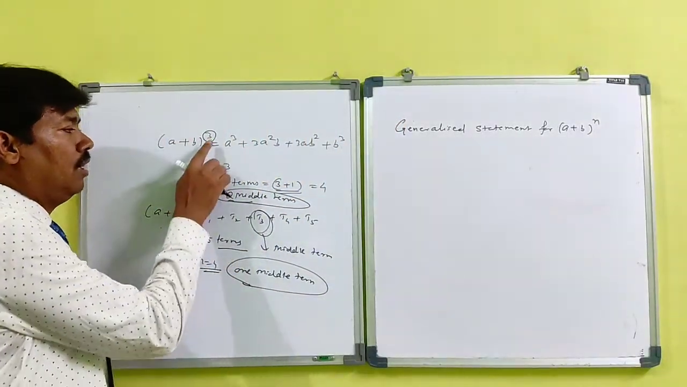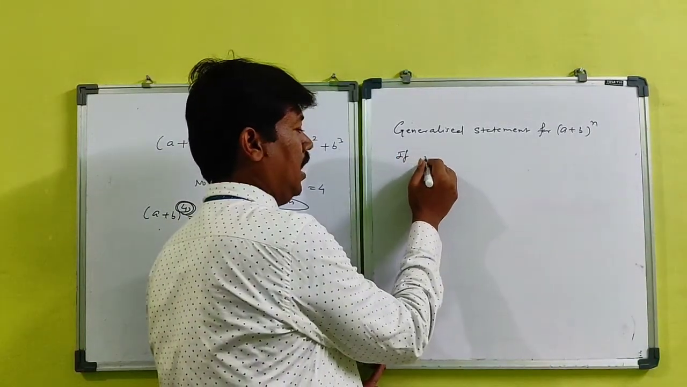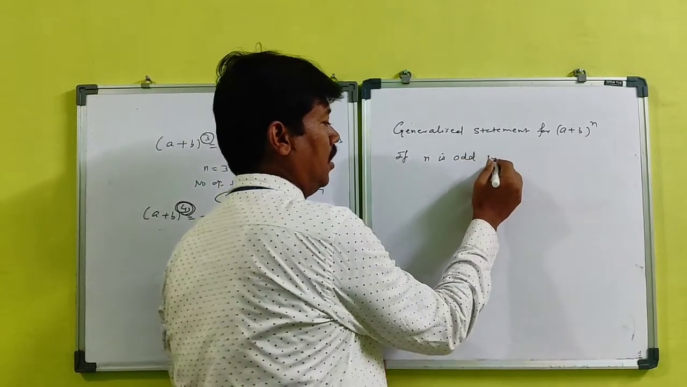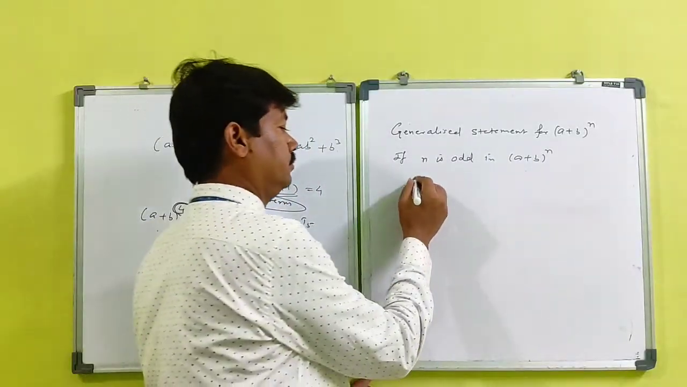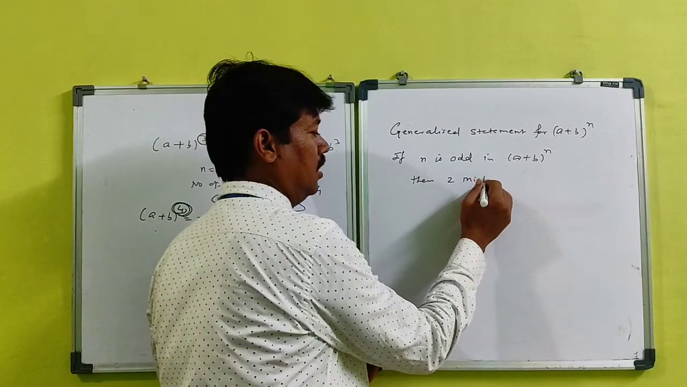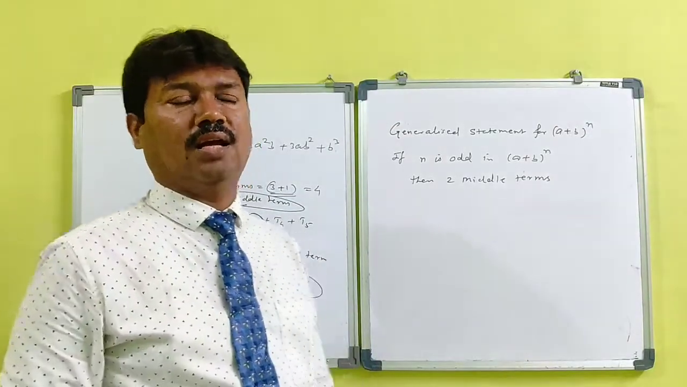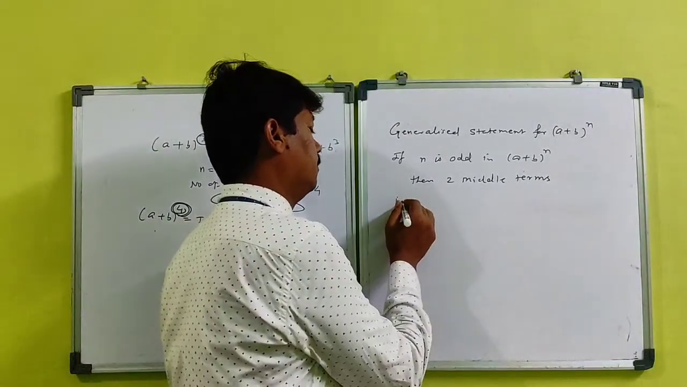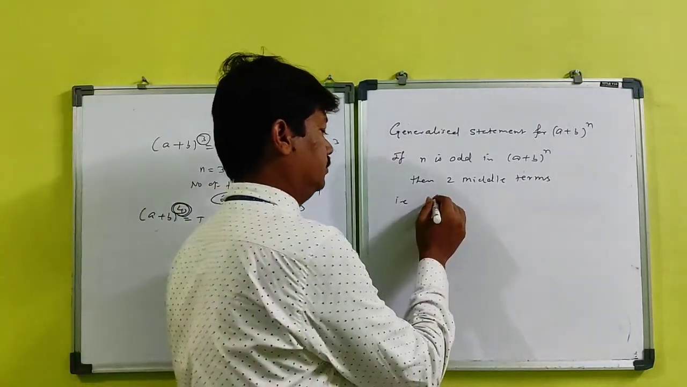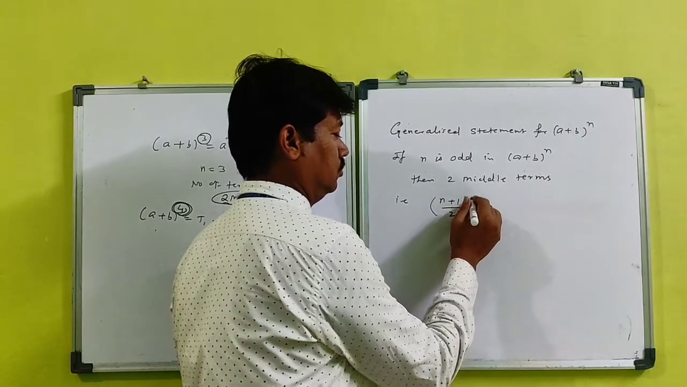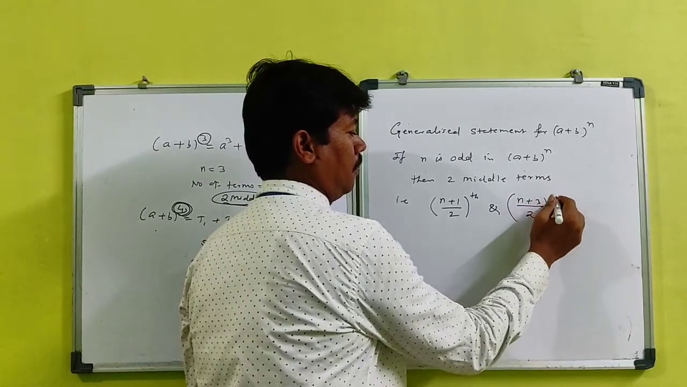Here, when n is odd, there are 2 middle terms. So if n is odd in (a plus b) raised to n, then there will be 2 middle terms. What are the 2 middle terms? They are the (n plus 1) upon 2 term and the next term, like this.